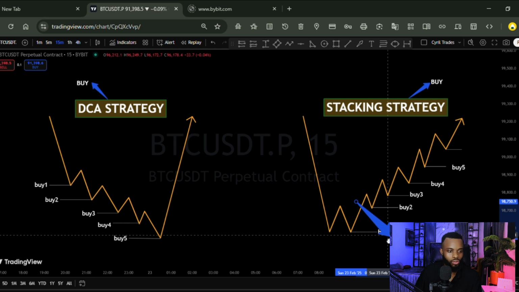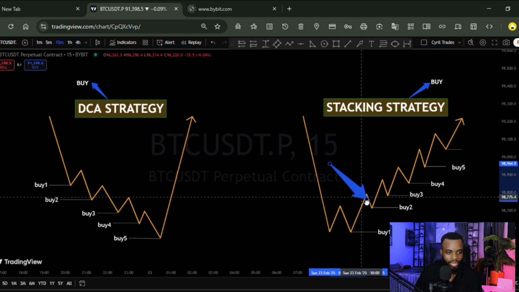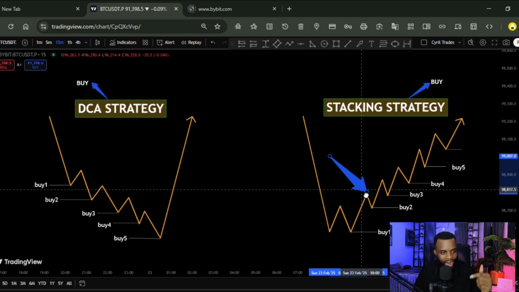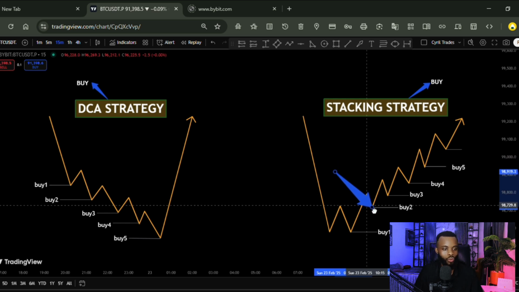So as the market goes up, remember, you want to add another position, but you want to see that you are already making small profits. Now, when the market retraces back, this is when you want to add another position. You want to add another position when the market retraces back.